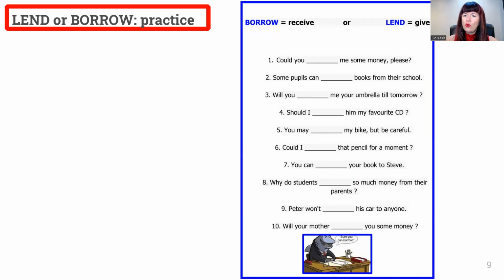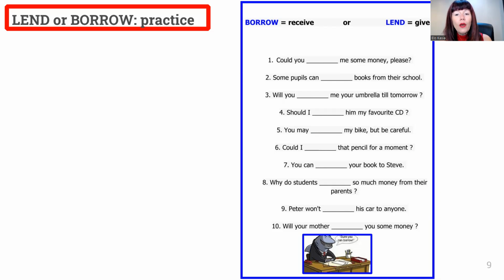So could you what me some money, please? What do you think? Is it give or is it receive? Could you lend me? Yes. Could you lend me some money? In other words, could you give me some money? Okay. Well done. Some pupils can what books from their school? Is it give or receive? Borrow, of course. So some pupils can borrow books from their school, usually from their library.